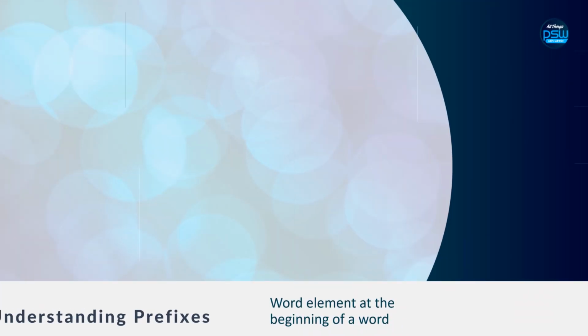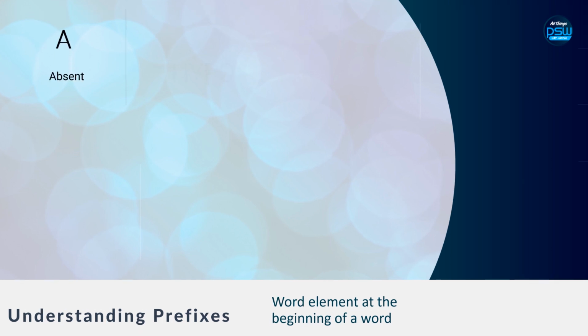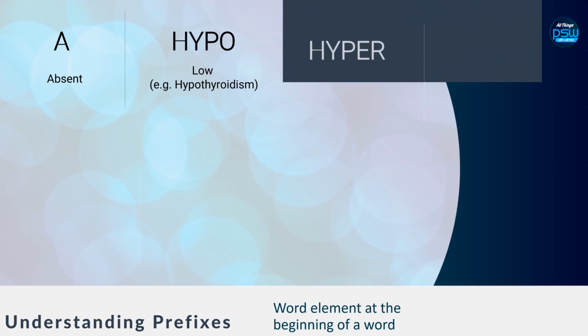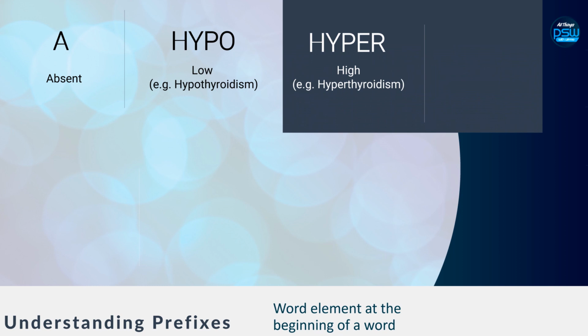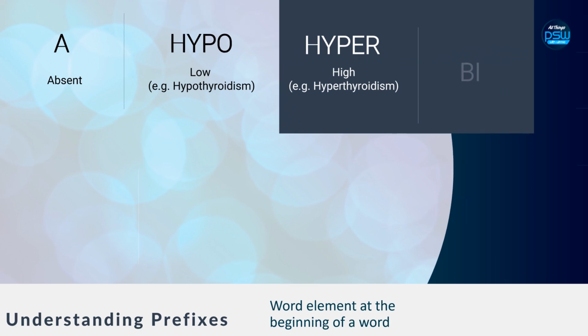So the first one is A. A means absent, so A is without. An example is apnea. If I say apnea, that means absence of breathing, right? So if you see the prefix A, you know it means absent. Hypo means low. Hypothyroidism means low thyroid. Hyperthyroidism means high thyroid. Bi means two. Bilingual: if I'm bilingual, I can speak two languages.